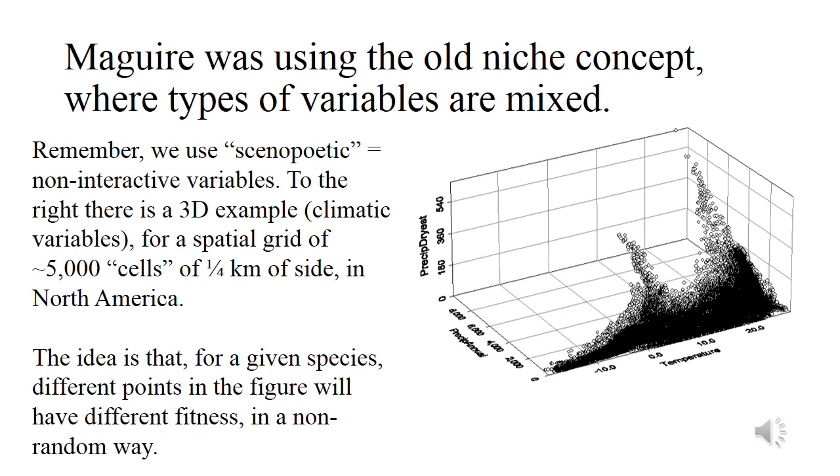Maguire was using the old idea of niche in which types of variables are mixed. Remember that in our world of niche modeling and species distribution modeling, we use xenopoietic variables, which are those that are not interactive or that interact very slowly with population sizes. Remember that. In the graph that you are seeing in this slide, there are three xenopoietic variables: climatic variables, temperature, precipitation, and precipitation of the driest month for North America. So the idea of niche having a fitness structure is that if I go and take fitness measures of populations in each one of those points, the measures are going to be different in a non-random way.